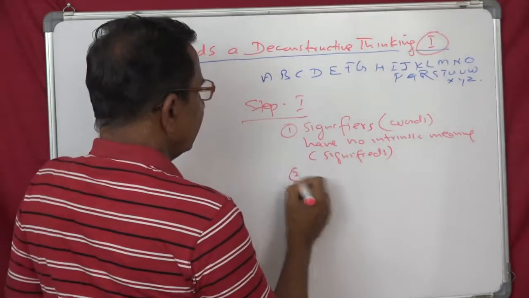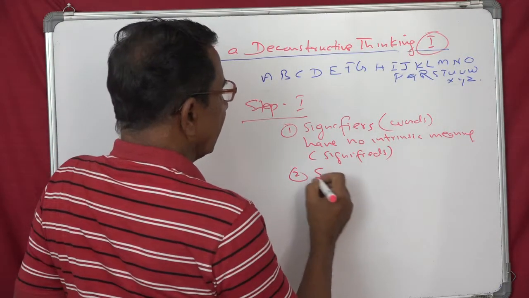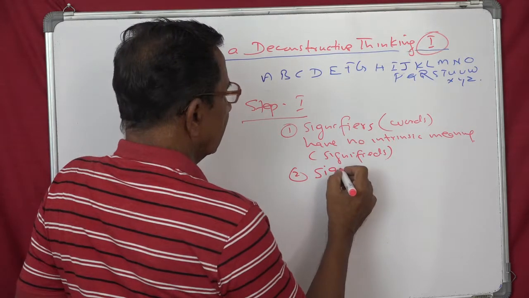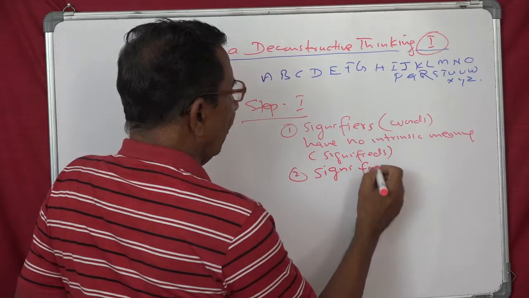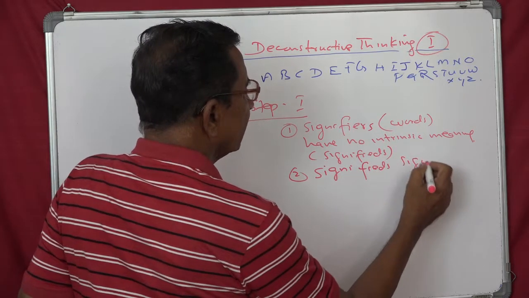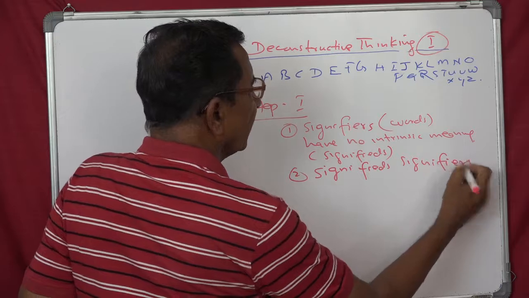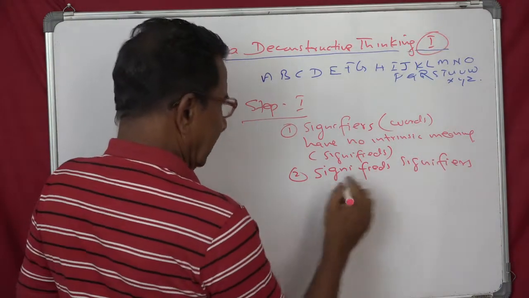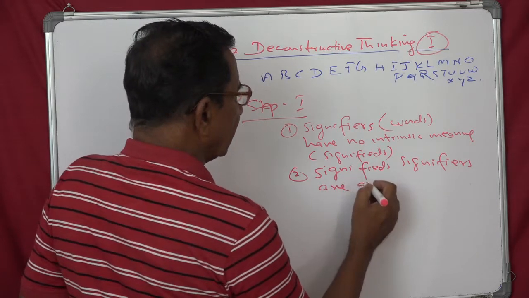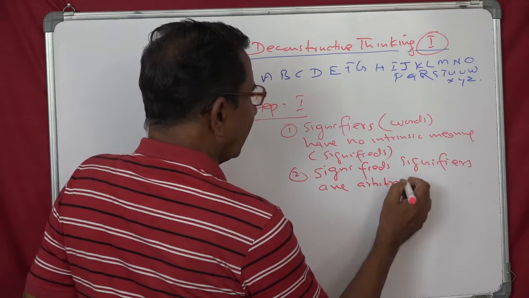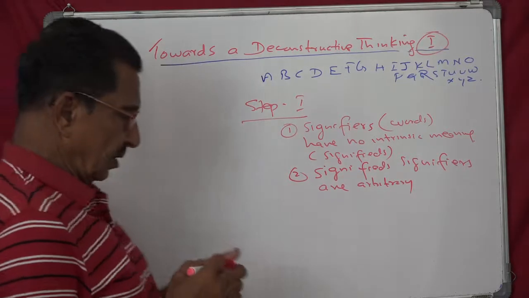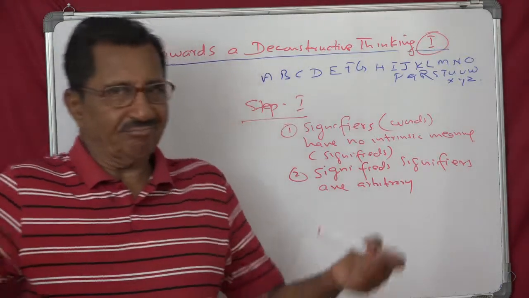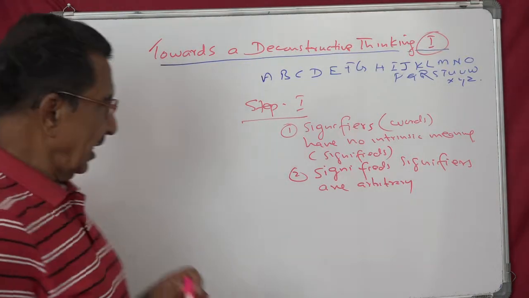Second, signifiers of signifiers. Signifiers means words. Now we use this because this is very common. Signifiers of signifiers, meaning of words are arbitrarily given. Means no logic, no explanation for that, no proof for that. CAT, cat.